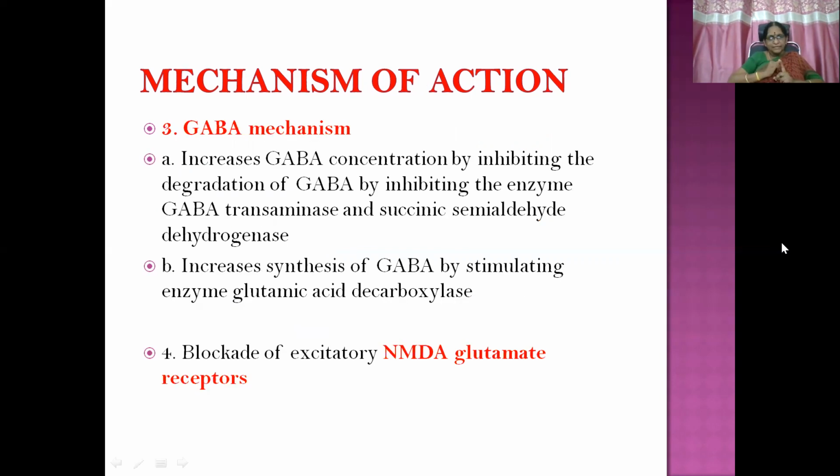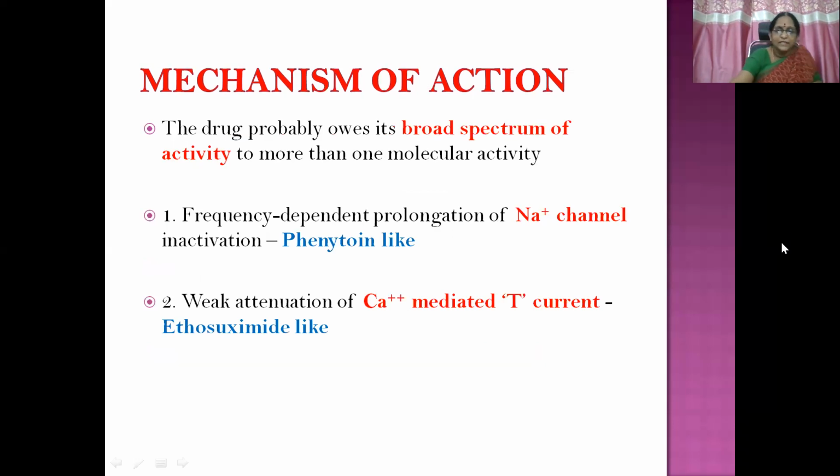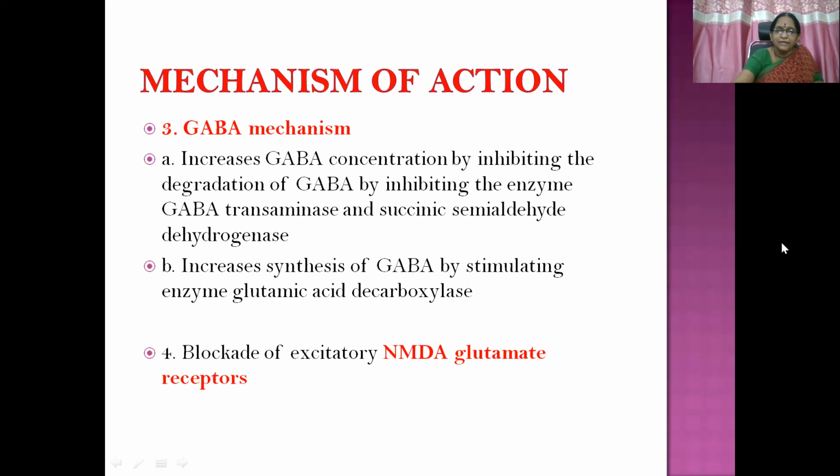Then the GABA mechanism; varied mechanisms are there. It increases GABA concentration by inhibiting its degradation or metabolism, by inhibiting the GABA transaminase enzyme, and by increasing synthesis by stimulating glutamic acid decarboxylase. So degradation is reduced, synthesis of GABA is increased, and there is blockade of NMDA glutamate receptor activity. So: sodium channel, calcium channel, GABA, and glutamate.